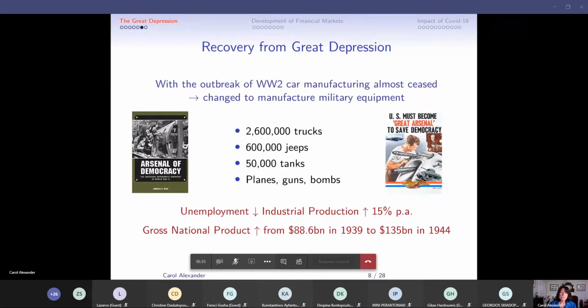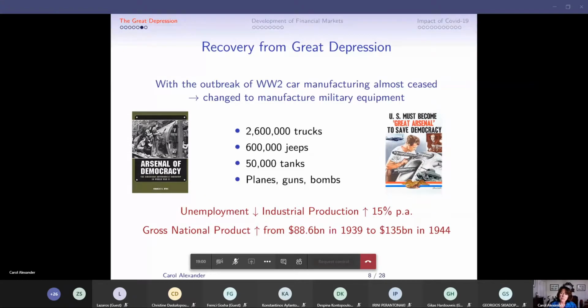But the US did not actually recover from the Great Depression until the outbreak of World War II allowed it to take the role of the arsenal of democracy. The failing car manufacturing industry, General Motors, Chrysler, and so forth, changed to military equipment manufacturers. Unemployment fell to just a few percent by the end of the war.